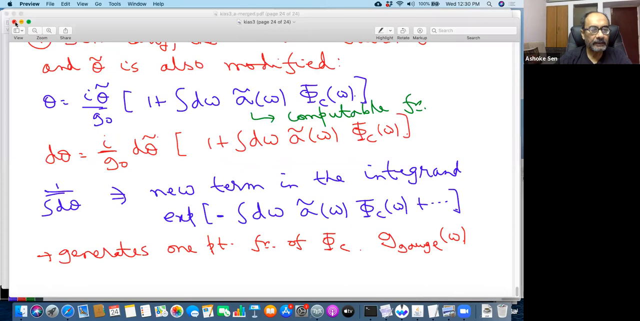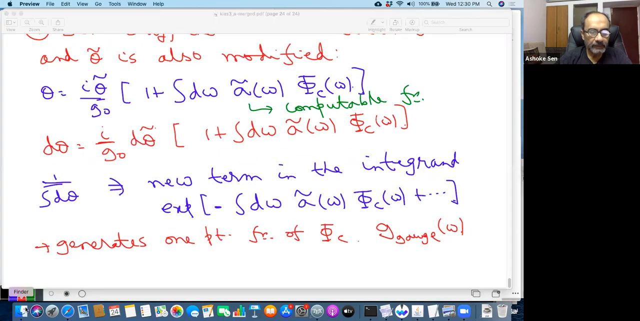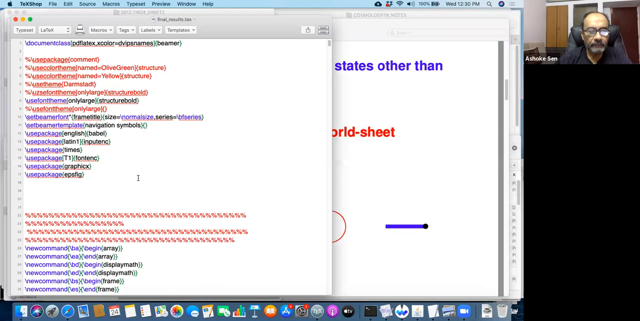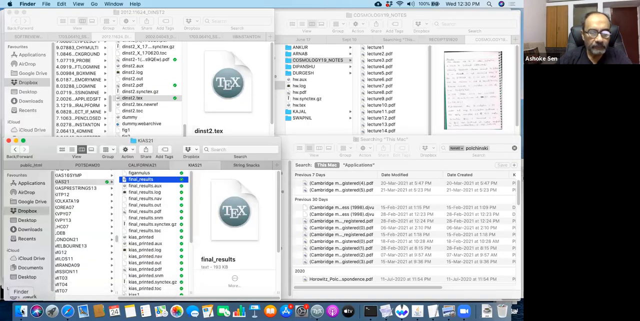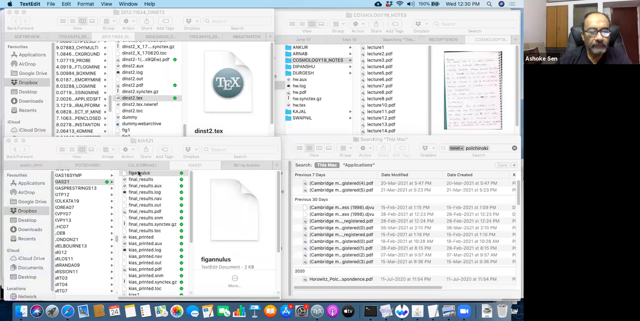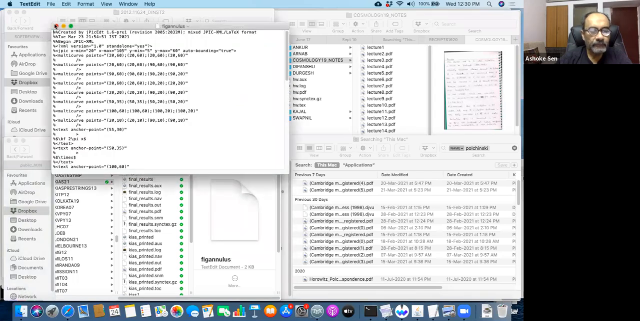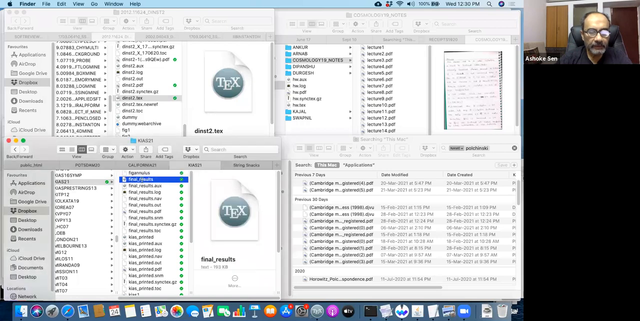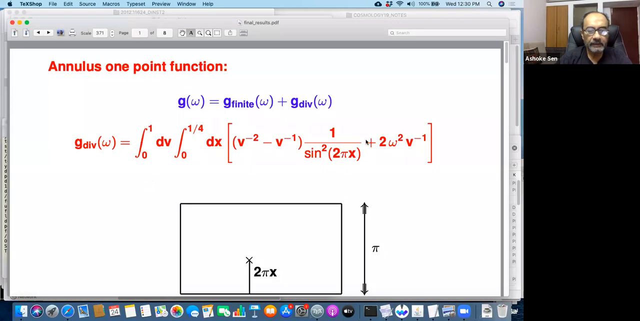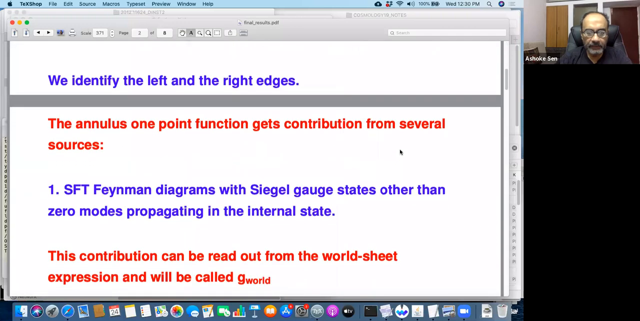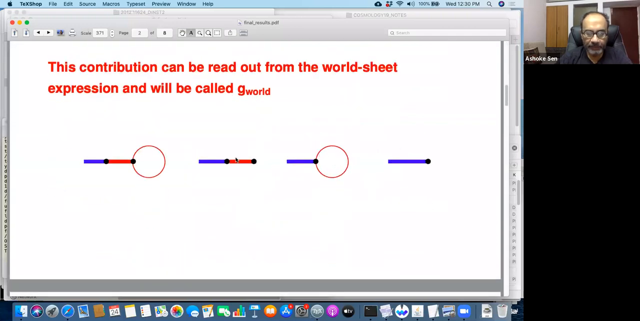Okay, so in this example, here you need, for example, the 3-point vertex, right? Here it's 1 closed string and 2 open string, right? So that vertex also you have to specify, and so on.